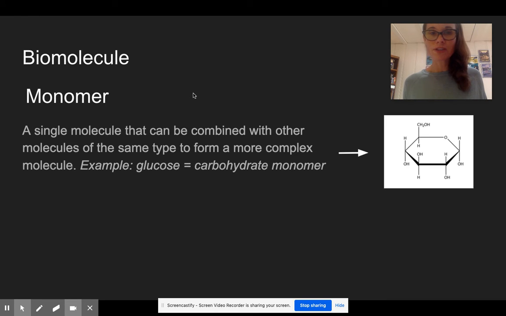There are two more broad terms that I really want you guys to know. The first one's a monomer. A monomer is just a single unit. It's a molecule that can be combined with other molecules of the same type to form a more complex molecule. So here's our example. If you're going to draw or sketch something, this would be a glucose molecule. It's a carbohydrate monomer. You can't break it down into a smaller sugar. This is kind of the smallest form. Again, this is glucose, and it's a monomer of a carbohydrate.